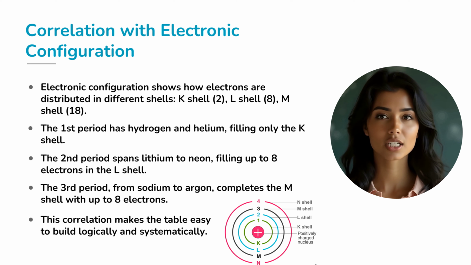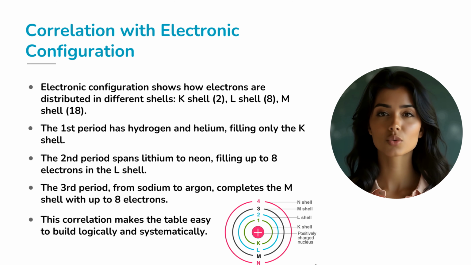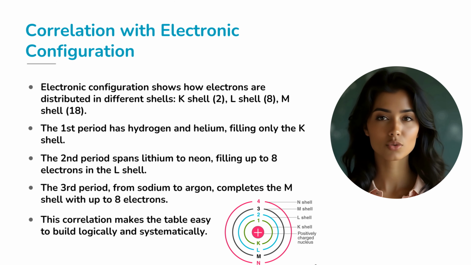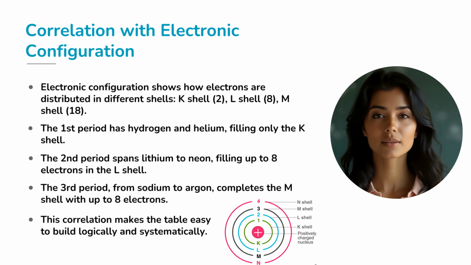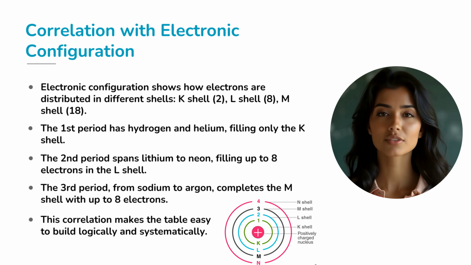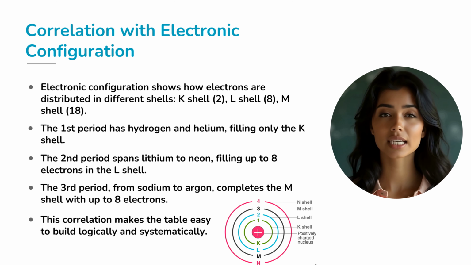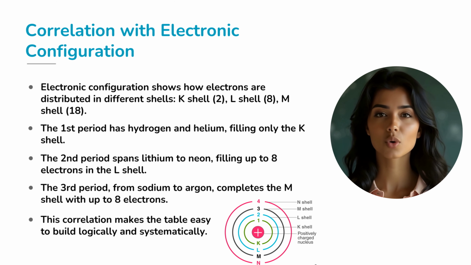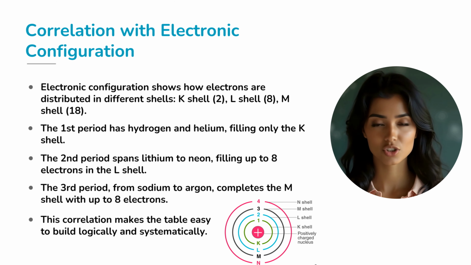Imagine filling electron shells one by one. The K shell can hold 2, the L shell 8, and the M shell 18. In the very first period, we find only hydrogen with atomic number 1 and helium with atomic number 2 because only the K shell is available. Move to the second period, lithium to neon, and now we see electrons filling up to the L shell with a maximum of 8. In the third period, sodium to argon, the M shell comes alive with up to 8 electrons. What you are actually seeing on screen is how nature builds elements step by step, shell by shell.